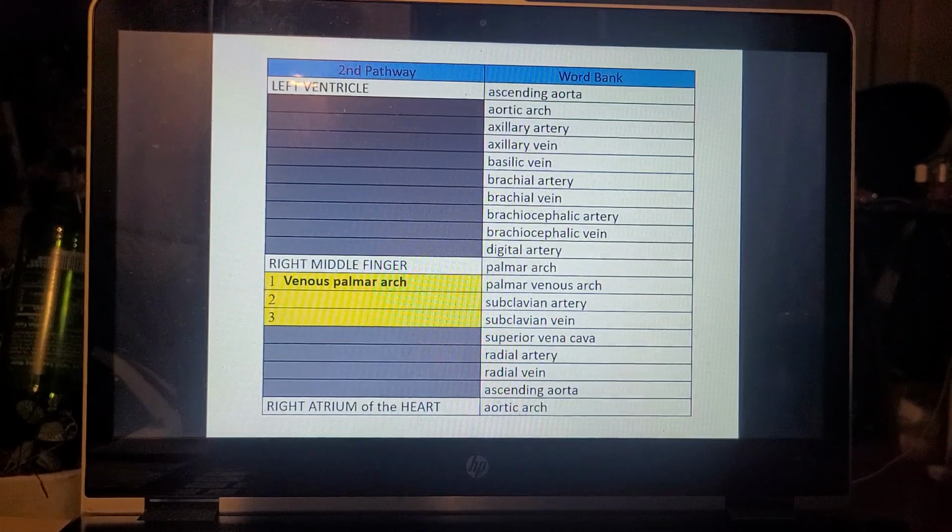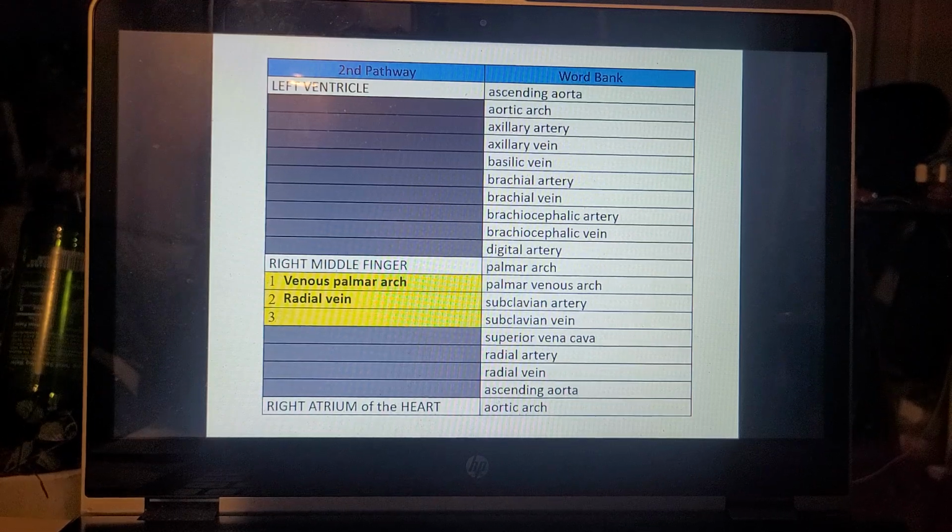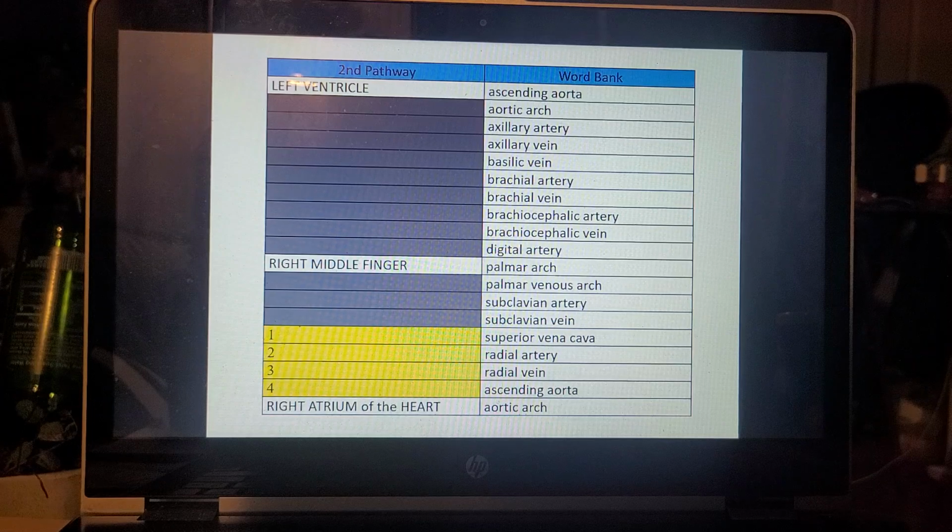Venous palmar arch. Radial vein. Brachial vein. Last part to get to the heart. Axillary vein. Subclavian vein. Brachiocephalic vein. And superior vena cava back to the heart.